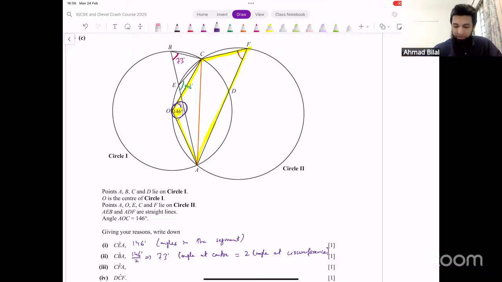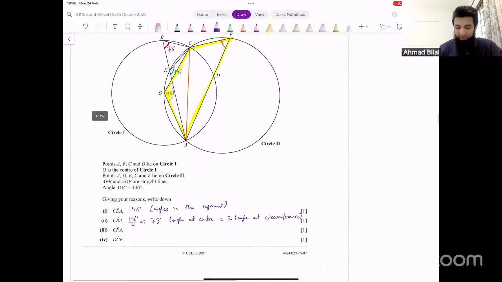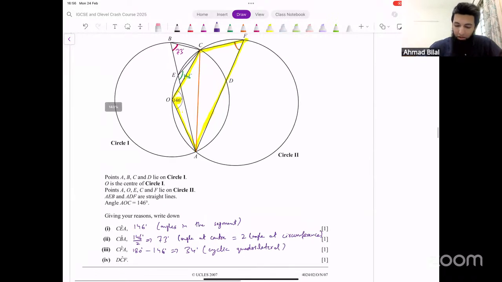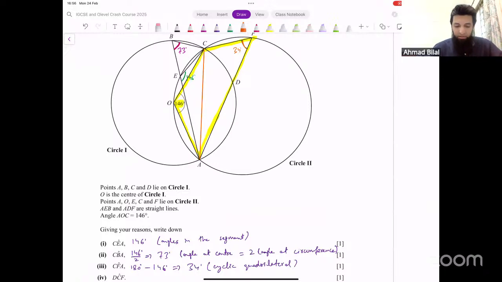This is 146. This angle that we have to find out is on the opposite side of the angle 146 degrees. So we say that angle is going to be 180 minus 146 degrees, which gives us 34 degrees. Which property are we using? We're using the property of cyclic quadrilateral. Writing cyclic quadrilateral here should be enough because that tells the examiner the property that you're using here. Now this is 34 degrees. Let's write that down here as well. This is 34 degrees.